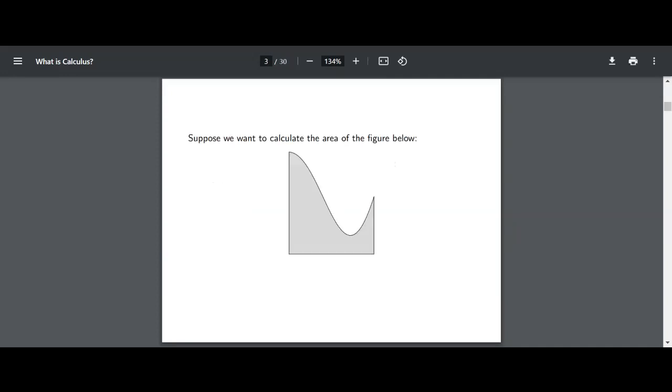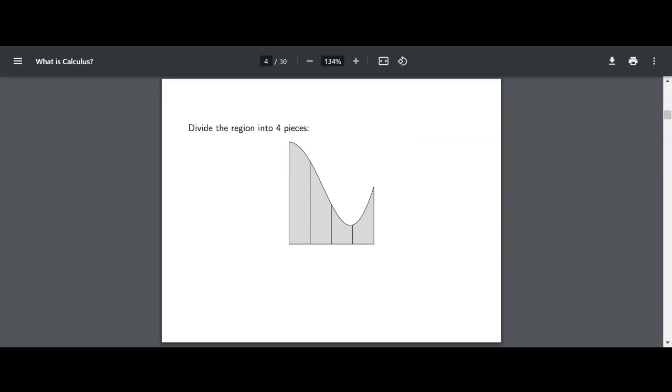And so to do that, I'm going to take a look at this problem here. So I have this kind of weird looking shape, and let's suppose that we want to calculate the area of this figure. Because this is not like a simple shape, you can't simply do like base times height or something like that. There's no formula for it. So if we wanted to calculate the area, one strategy is the following.